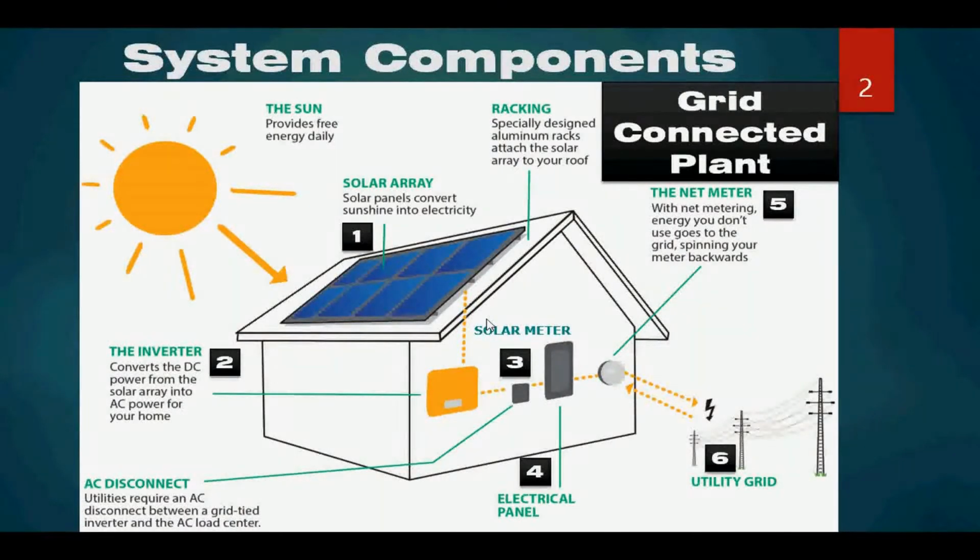In our house, without a solar system, there is no solar panel or inverter or solar meter, so the current flows only in one direction from the utility grid to the electrical panel or distribution panel and to our house. But in case of a solar plant, we have an extra line from the solar panel to the DC to AC inverter and the electrical panel. So let us understand that with three different examples.